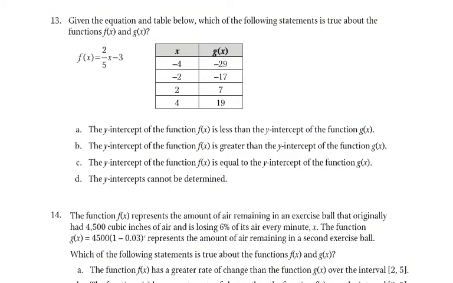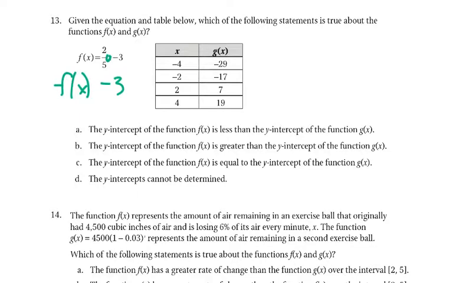Alright. So 13, it says, given the equation in the table below, which of the following statements is true about the functions f of x and g of x? Okay, so it talks about the y-intercepts. So what are the y-intercepts? Well, in slope-intercept form, the y-intercept has x of 0, 2 over 5 times 0 leaves us with negative 3. So we have a negative 3 on this function f of x.